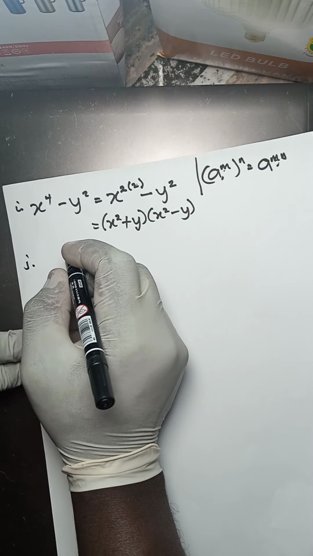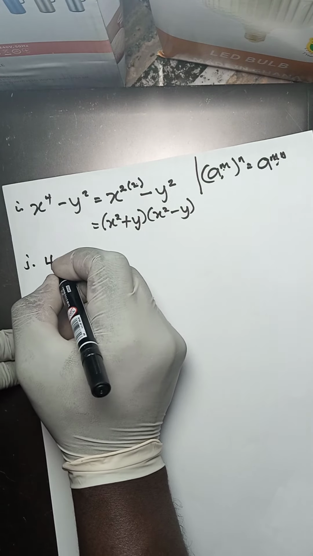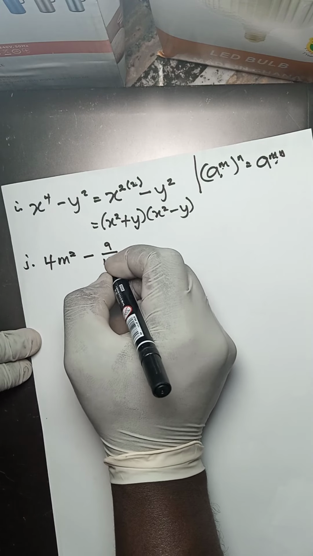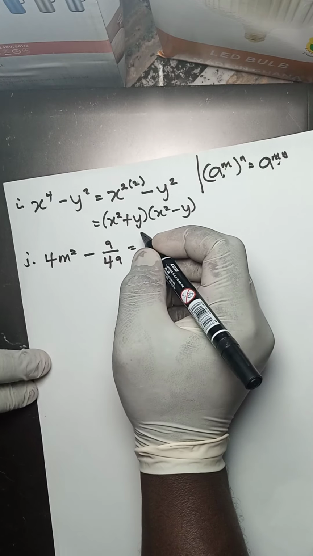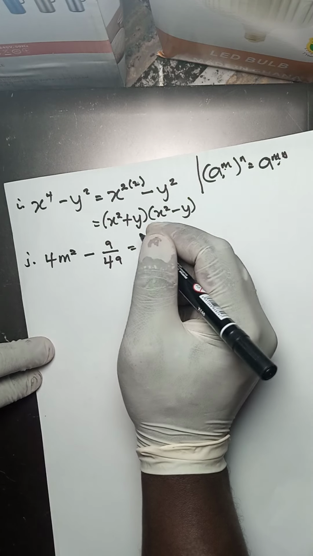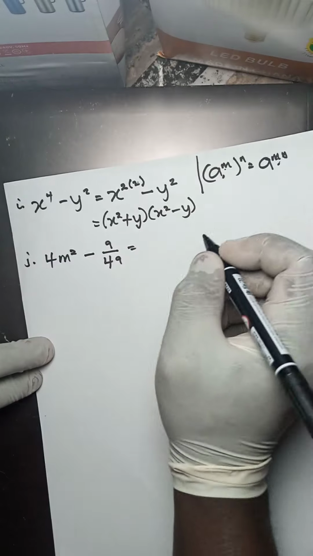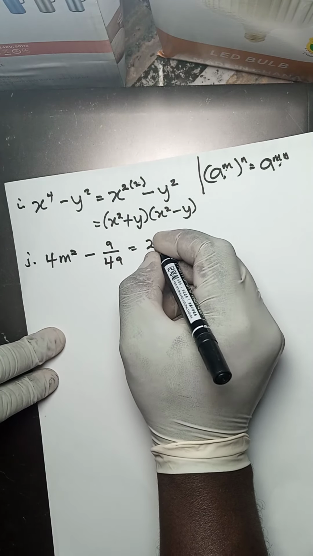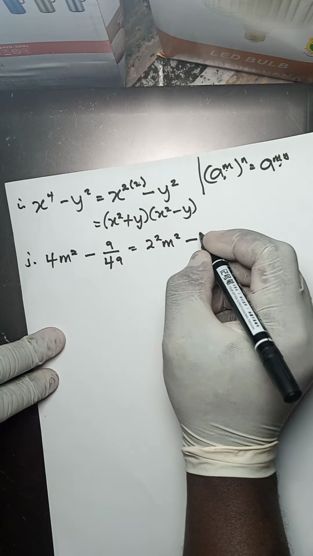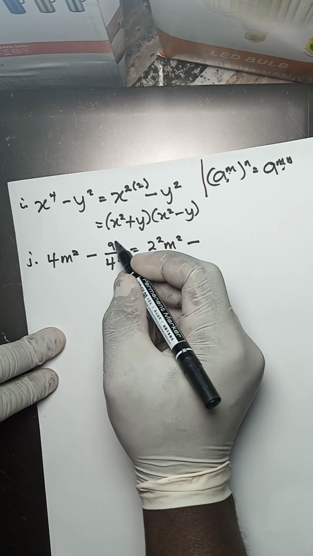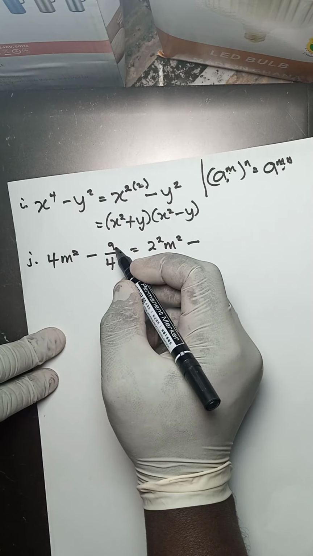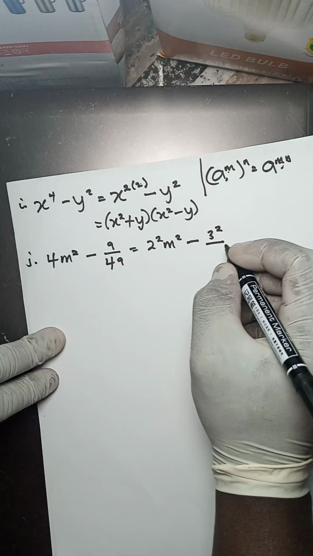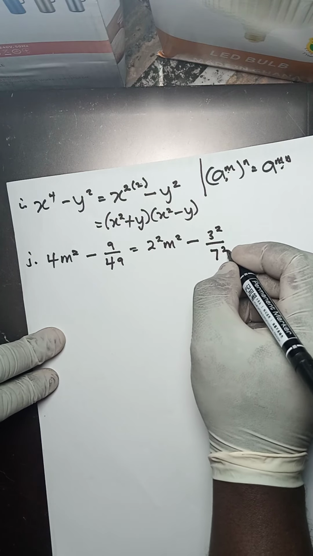All right, so the last one we have 4m squared minus 9 over 49. Okay, so here I don't think we have a common factor, so we can proceed with our difference of two squares. Okay, so let me change the 4 to 2 raised to the power 2. So 2 raised to the power 2 minus. Here too, though we have a fraction, we can convert the 9 to 3 raised to the power 2 and the 49 to 7 raised to the power 2.